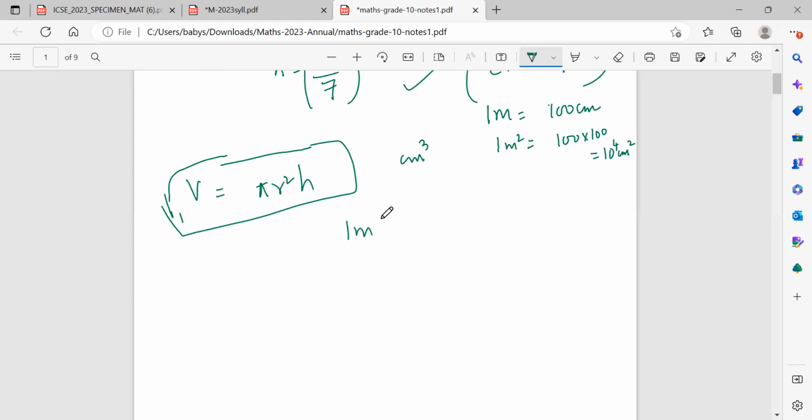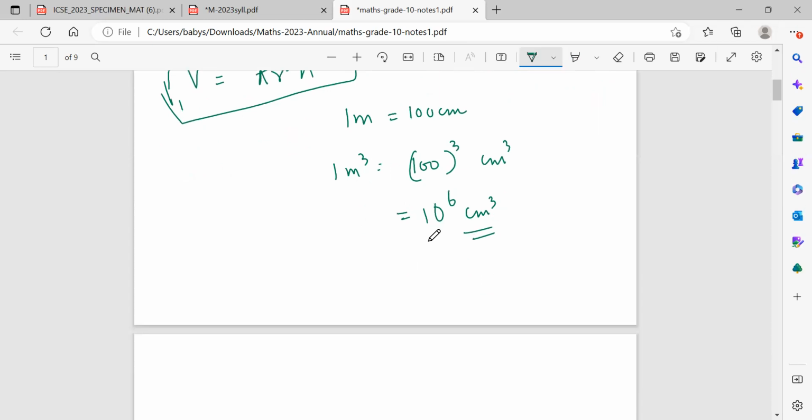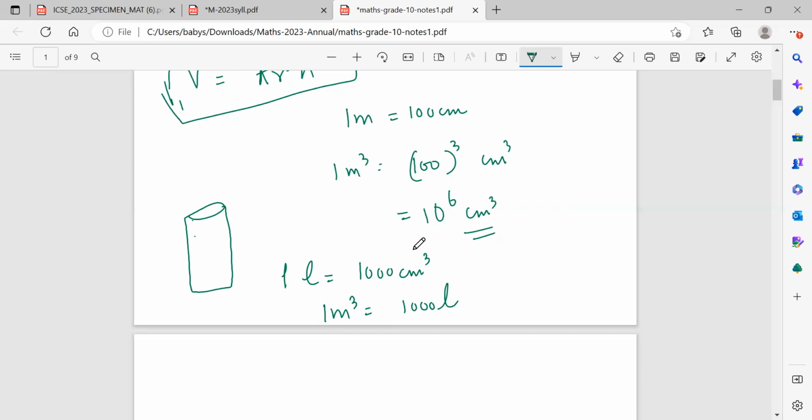And you also need to remember 1 meter is 100 centimeters. Therefore, 1 meter cube, you're cubing it, right? So 100 cubed centimeter cube, which is nothing but 10⁶ centimeter cube. And you also need to know, in case of liter, suppose the cylinder is holding some water, which can be measured in liters, isn't it? Liquids we measure in liters. So remember, 1 liter is 1000 centimeter cube, and if it's 1 meter cube, it is 1000 liters. You just have to know the interconversion in these cases. So this is as far as a cylinder is concerned.